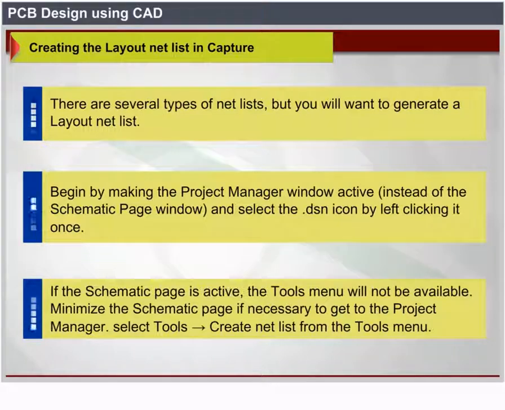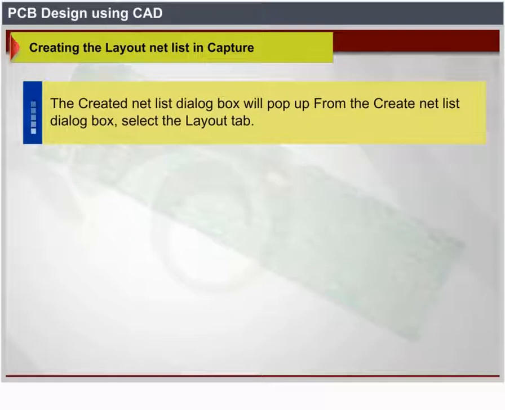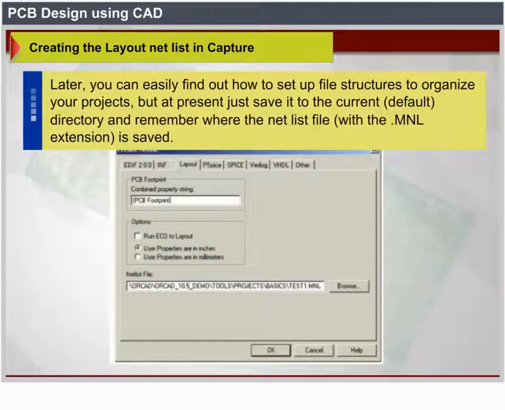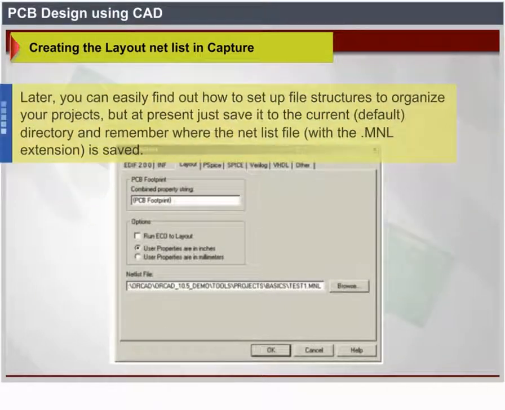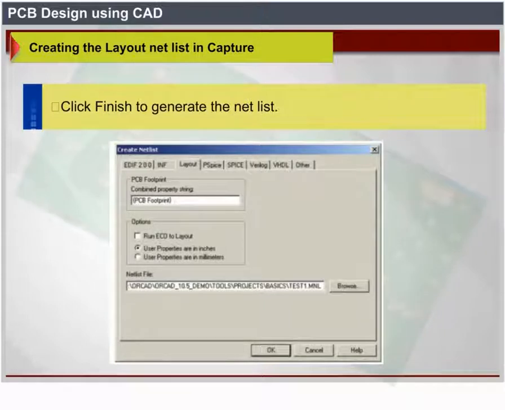Select Tools, Create Netlist from the Tools menu. The Create Netlist dialog box will pop up. From the Create Netlist dialog box, select the Layout tab. Later, you will see how to set up file structures to organize your projects, but for now, just save it to the current default directory and remember where the netlist file with the .mnl extension is saved. Click Finish to generate the netlist.